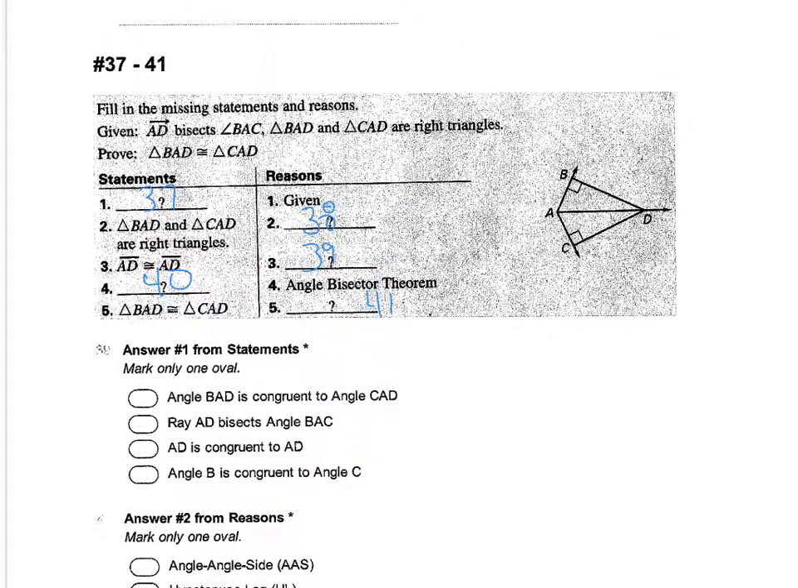So take a look at the picture over here. You've got a bisector, given information. AD bisects BAC. The big angle is bisected by it. So if it's bisecting it, those two angles are going to be equal to each other. It also tells you that both these triangles are right triangles, which you can see marked here by angle B and angle D. So again, for 37, it's going to be right here. What's the answer for the blank in number 1 here? Again, the reason is given information, so I'd look up here.